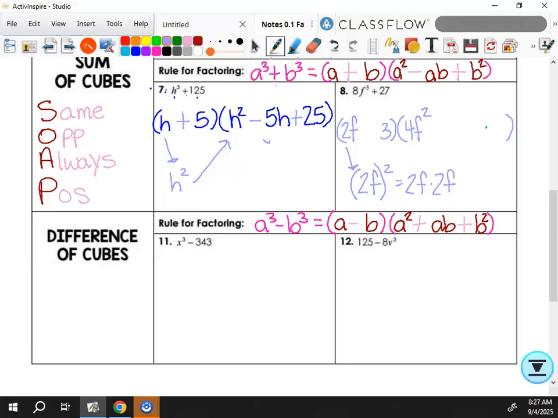The middle term, I multiply the two together, so what would I get? 6f. Very good. And then my last term would be 9. Then put your signs in there. Same, opposite, always positive.